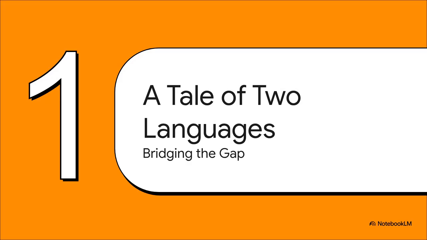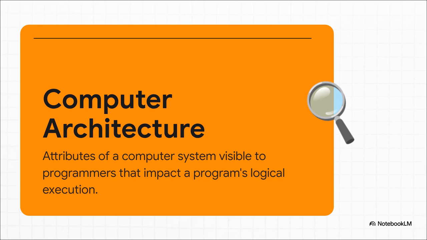Well, it all comes down to translation. You need a bridge, right? A special kind of dictionary that connects our human world to the computer's machine world. And understanding that bridge, well, that's the very first key to unlocking how a CPU, the brain of the computer, really truly works. And that bridge has a name.